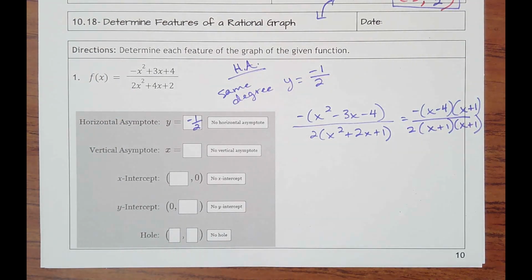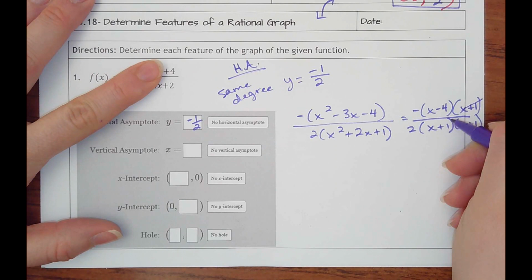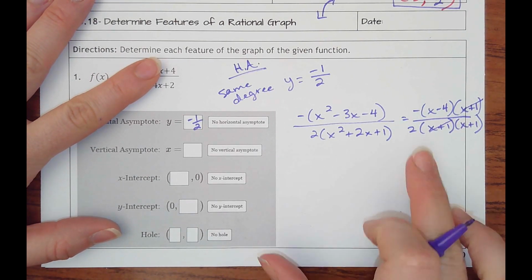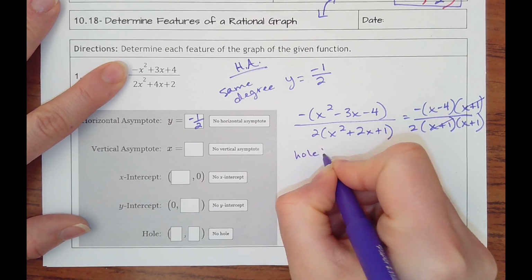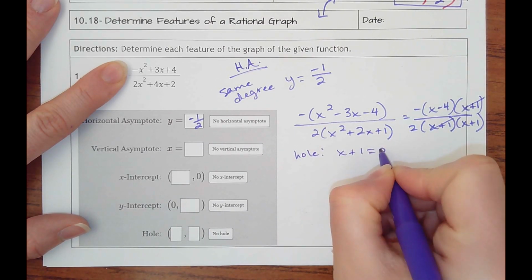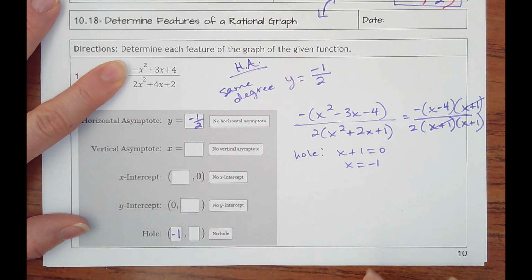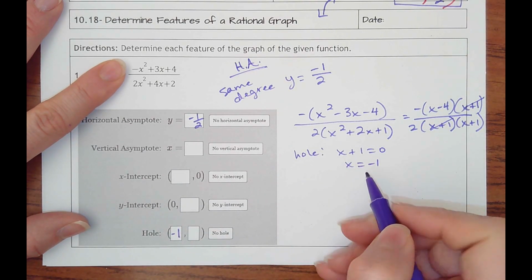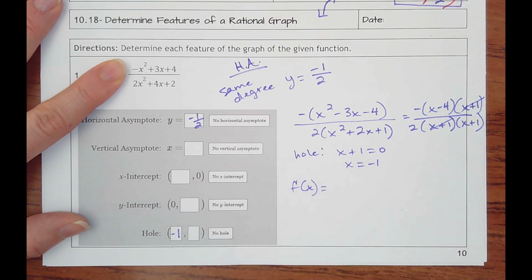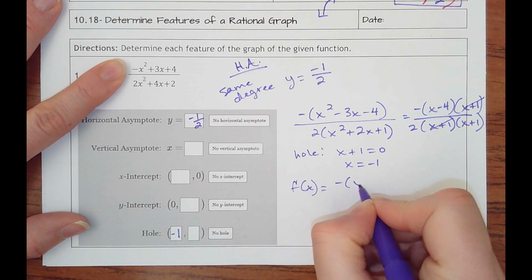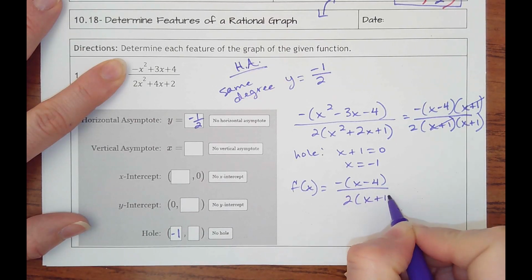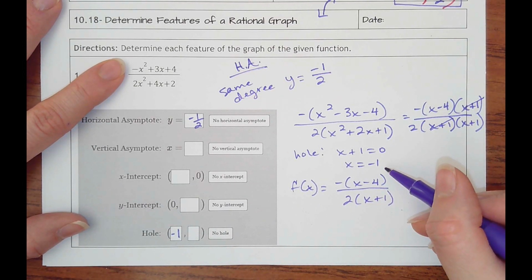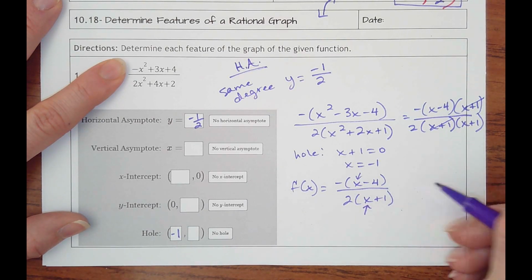Okay, so then I'm going to check for any holes. That comes from where factors cancel top to bottom. So wherever x plus 1 would equal 0, that's going to be the x value of the hole. So think of what number plus 1 makes 0. That would be when x is -1. Now we need to plug -1 into our simplified function. So I'm going to go ahead and rewrite what's left over. That would be a negative times x minus 4 over 2 times x plus 1.